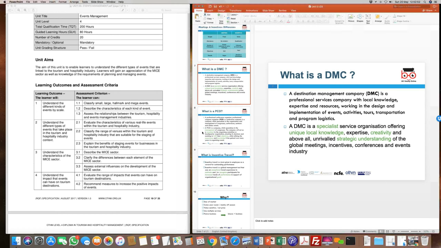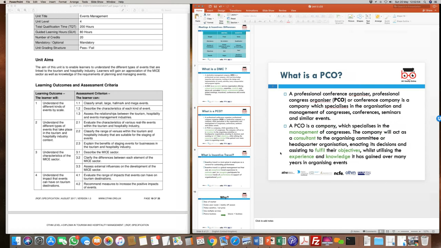Yes. Okay, good. The second term that we look at is PCO, Professional Conference Organizer. Now, a PCO is basically a company slightly different from a DMC, but their role is that they specialize primarily in providing the organization and management of the event that you're participating in.